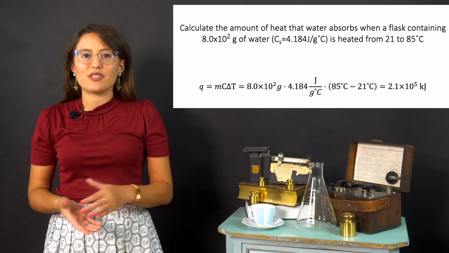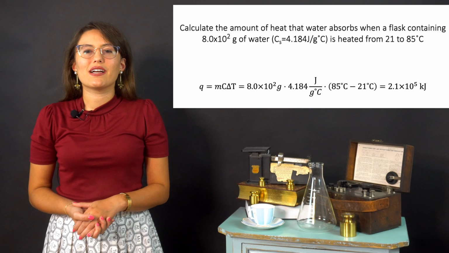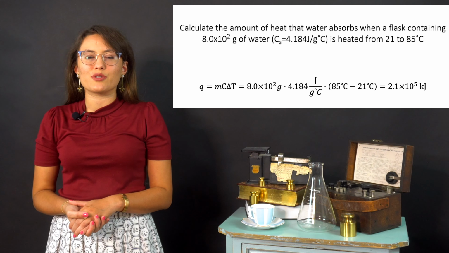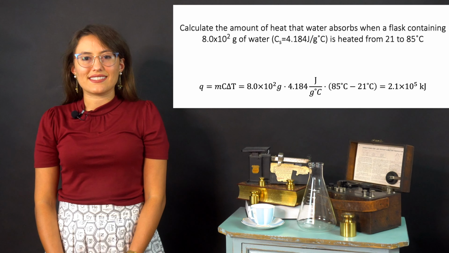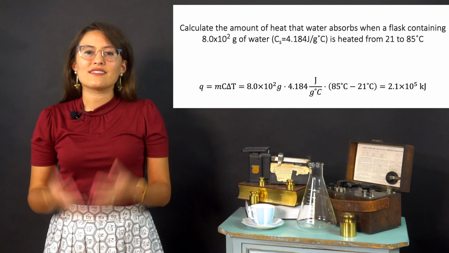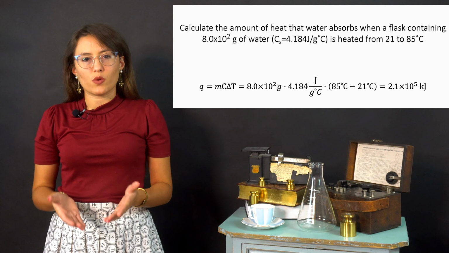An easy way to remember this formula is that heat is equal to MCAT. Next, we plug in the values into the expression, and heat is equal to positive 2.1 times 10 to the 5 kilojoules. It is important to look at the sign of heat. In this case, Q is positive and means that as the temperature increased, the water absorbed the heat. As a reminder, the law of conservation of energy states that energy is not created nor destroyed and is transferred.